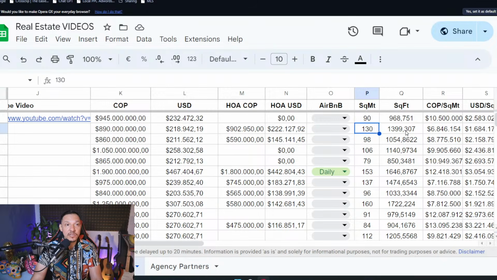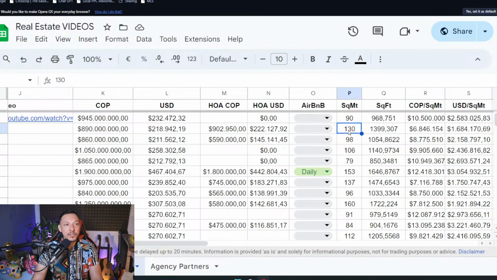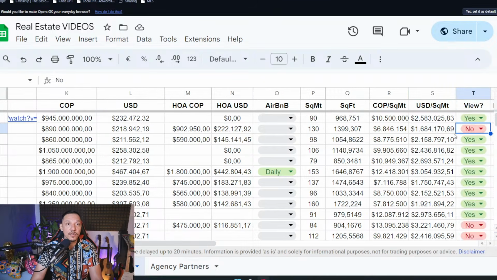What the square meters is and what that is in square feet, because most of my clients are American, so I always convert it to square feet because that's what we're familiar with. What is the cost per square meter in pesos and in dollars, which is basically the cost of the property divided by the square meters of the property. That's really important because once you learn these, you start to gauge how much each neighborhood costs per square meter.